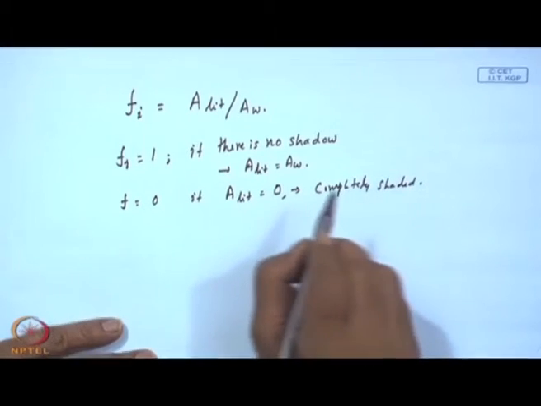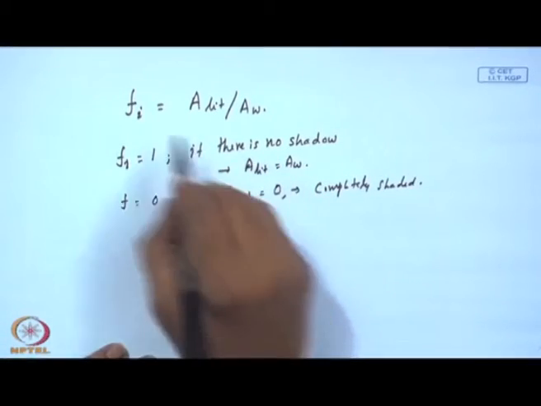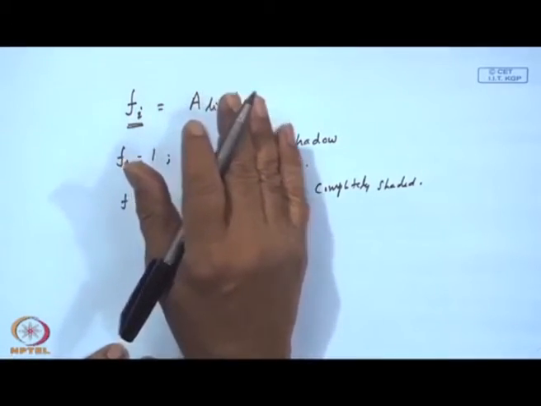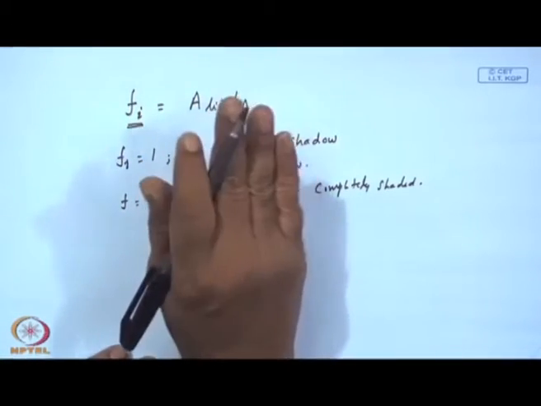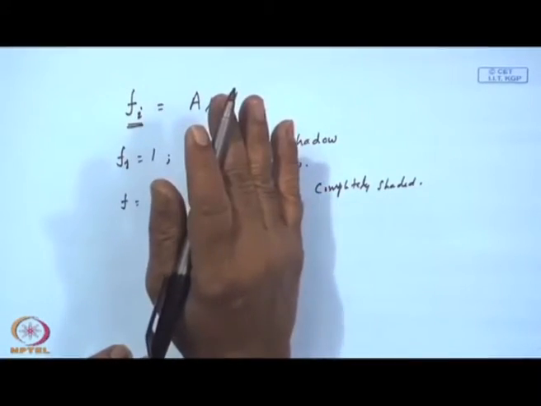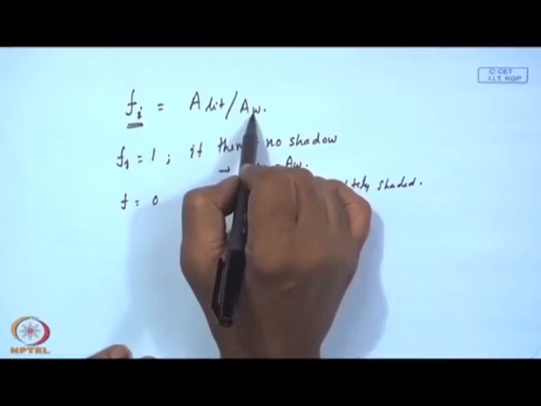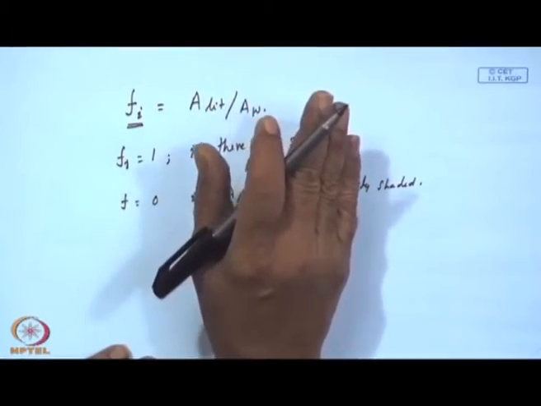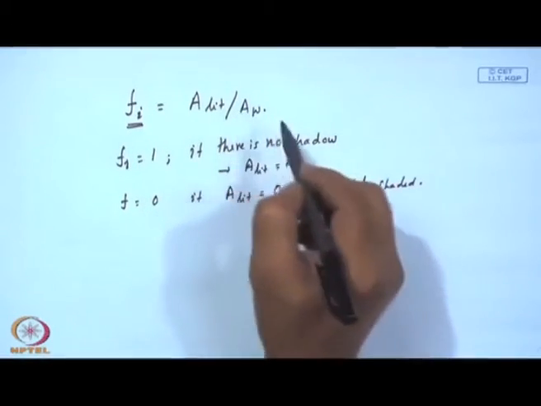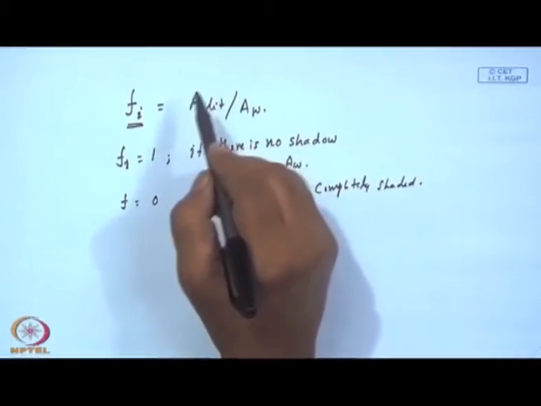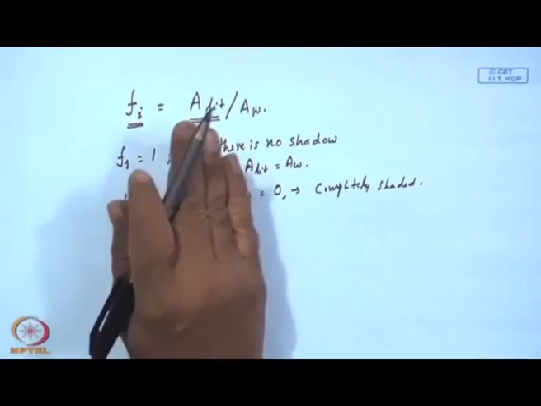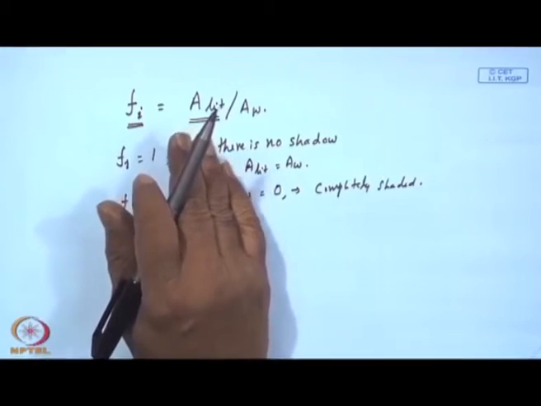Initially it was confusing even to me. The shading factor is defined not in terms of the shaded area, but in terms of the area that is still lit. So, A lit by AW is the shading factor, and if A lit is equal to AW, there is no shade, so it will be equal to 1 when there is no shading at all, and it will be equal to 0 when A lit is 0, meaning the window is completely shadowed.